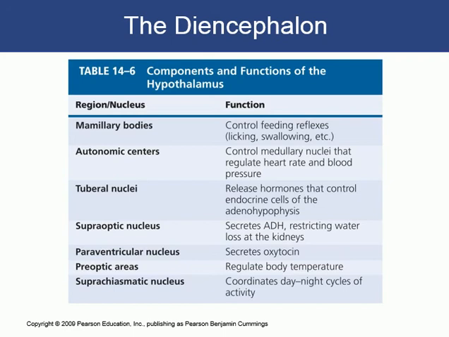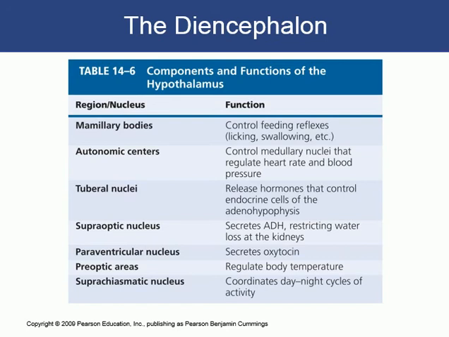How about the hypothalamus? The hypothalamus is kind of complicated a little bit. The hypothalamus will contain different bodies, and each body has a function. Mammillary body, control feeding. Autonomic centers control the nuclei in the medulla. Supraoptic nuclei secrete ADH. Paraventricular nuclei secrete oxytocin. Preoptic area regulates the body temperature, and suprachiasmatic will control the day-night cycle.